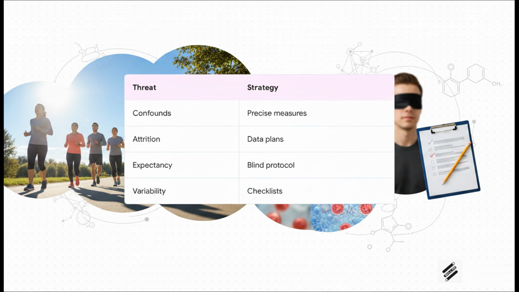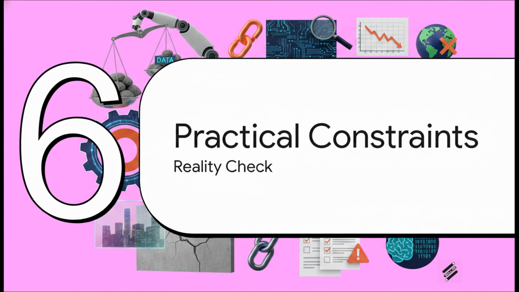This is exactly where we use AI for red teaming as an active risk management strategy. Feed the AI your hypothesis, and it will brainstorm confounding variables, attrition risks, and expectancy effects for you. Then it goes a step further and generates precise mitigation strategies, like blinding protocols or standardized fidelity checklists, to really fortify your design.